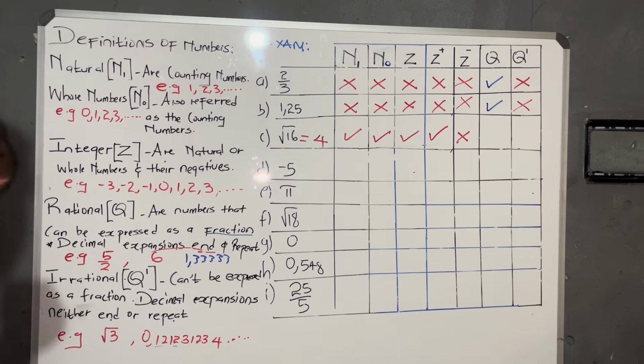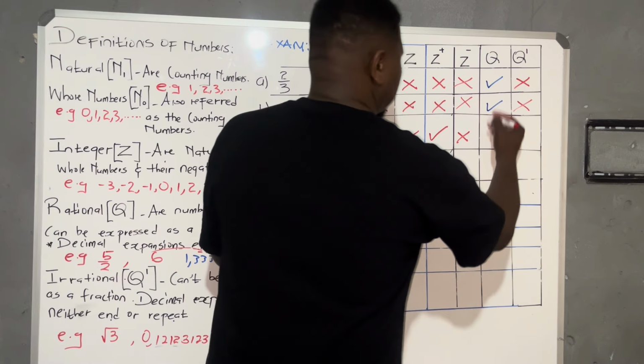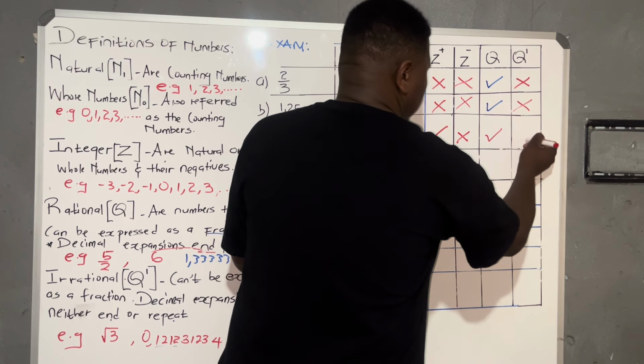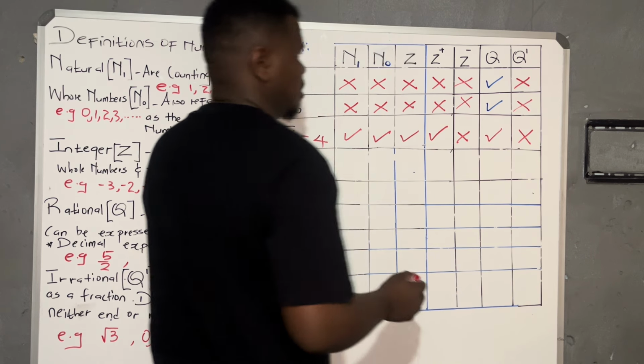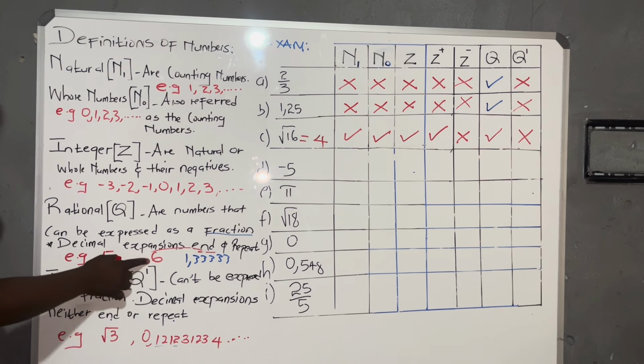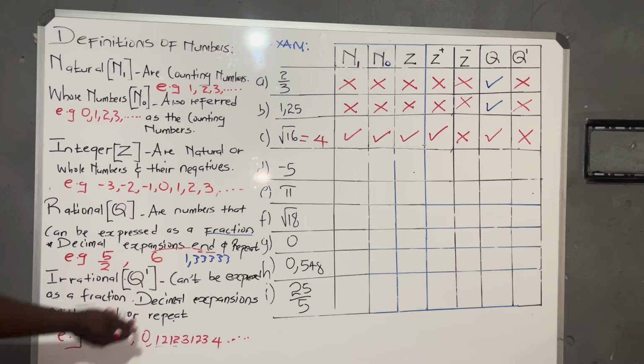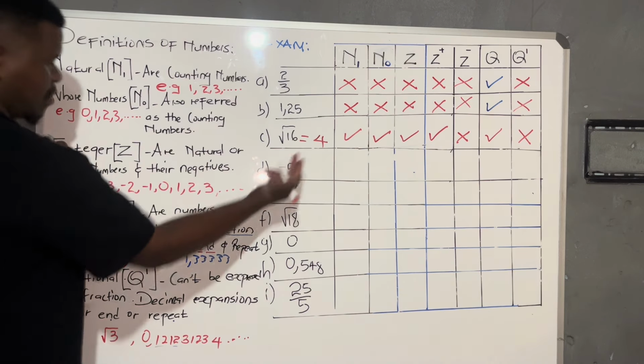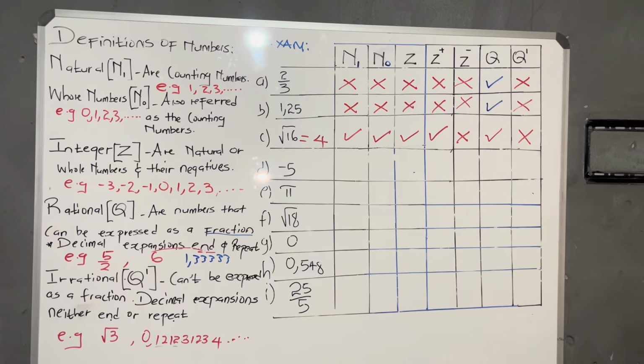Now, what about this? The irrational. Yes, it's rational, but it cannot be irrational. As you can see, this number, you just put 6, and now you are just having 4. That is still part of the rational.